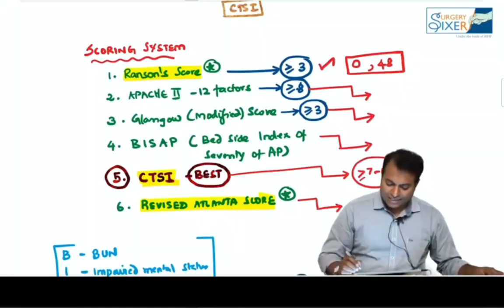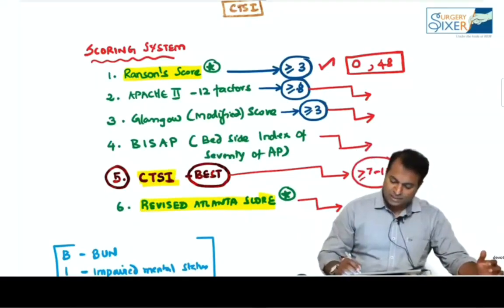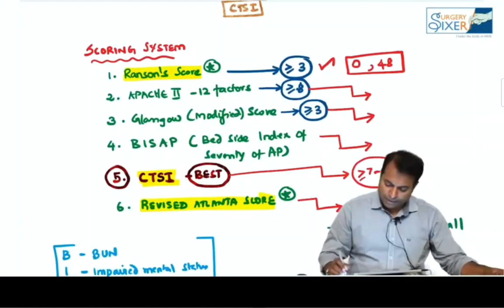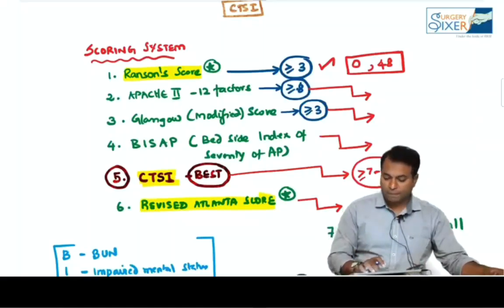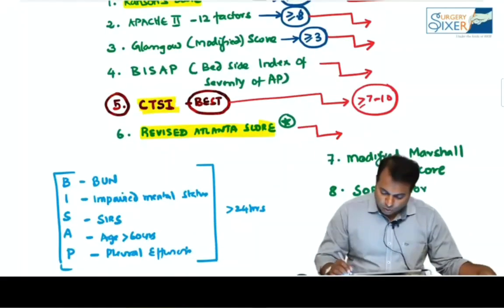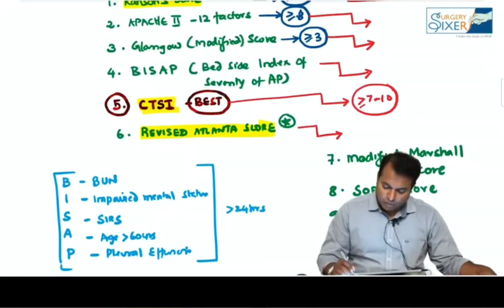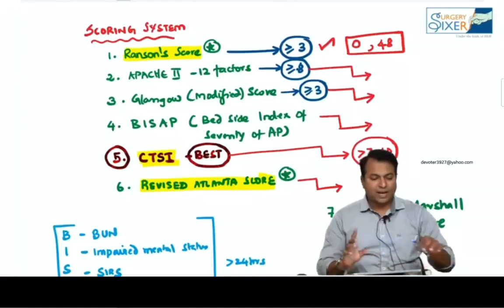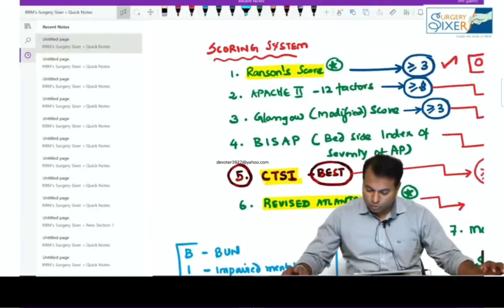So the Revised Atlanta classification is an easy scoring: mild, moderate, severe. There are some other scoring systems not commonly used for acute pancreatitis, like the modified Marshall score. I'm just telling you the names. We can also use the SOFA score, the sequential organ failure assessment score, which we discussed in septic shock. And a simple method, CRP more than or equal to 150, is also used to assess the severity of acute pancreatitis. These are the various scoring systems you should never forget for your exams.